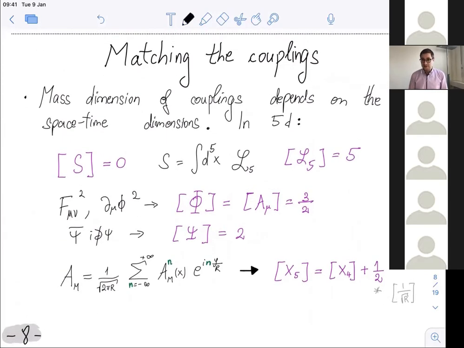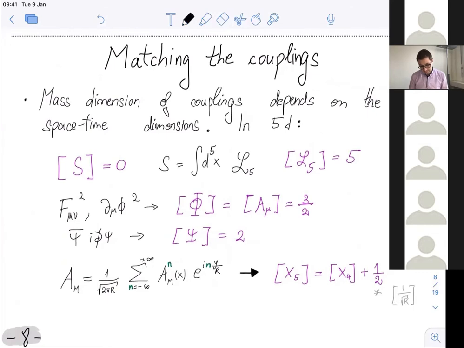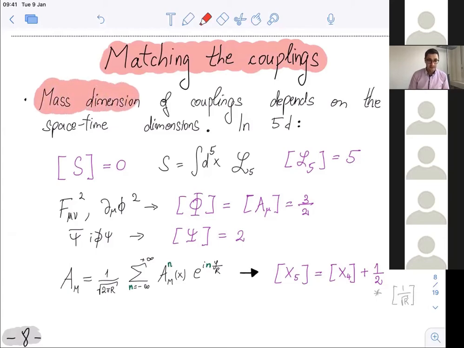All right, so that was the decomposition of the fields from 5D to 4D. Now there are also the couplings. One also has to match the couplings of the 5D theory to 4D. Matching the couplings is the next subject. Remember that the mass dimension of the coupling depends on the number of space-time dimensions. This is familiar from renormalization, where you, for example, count the superficial degree of divergence. That very much depends on how many spatial dimensions you have in your theory. Let's do this counting for 5D.